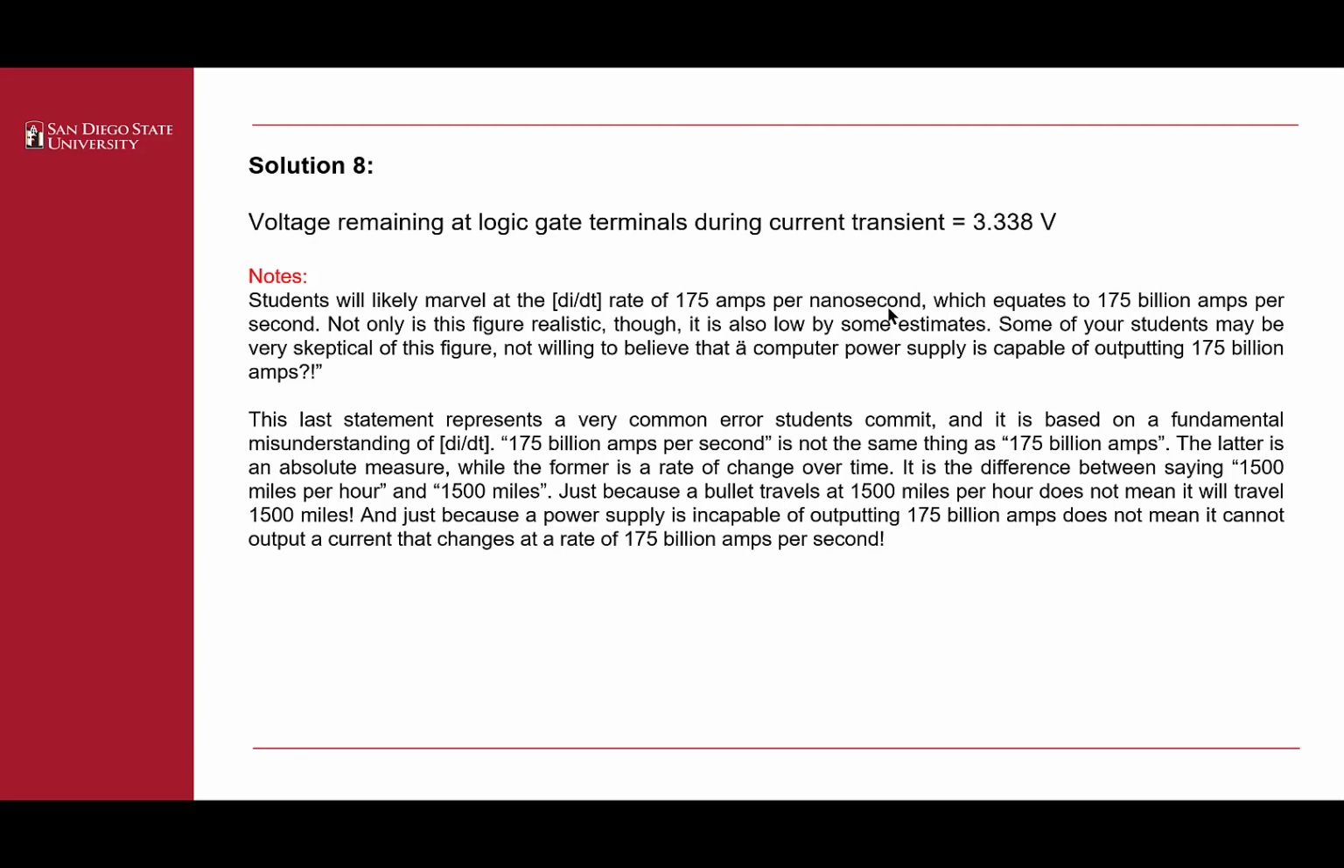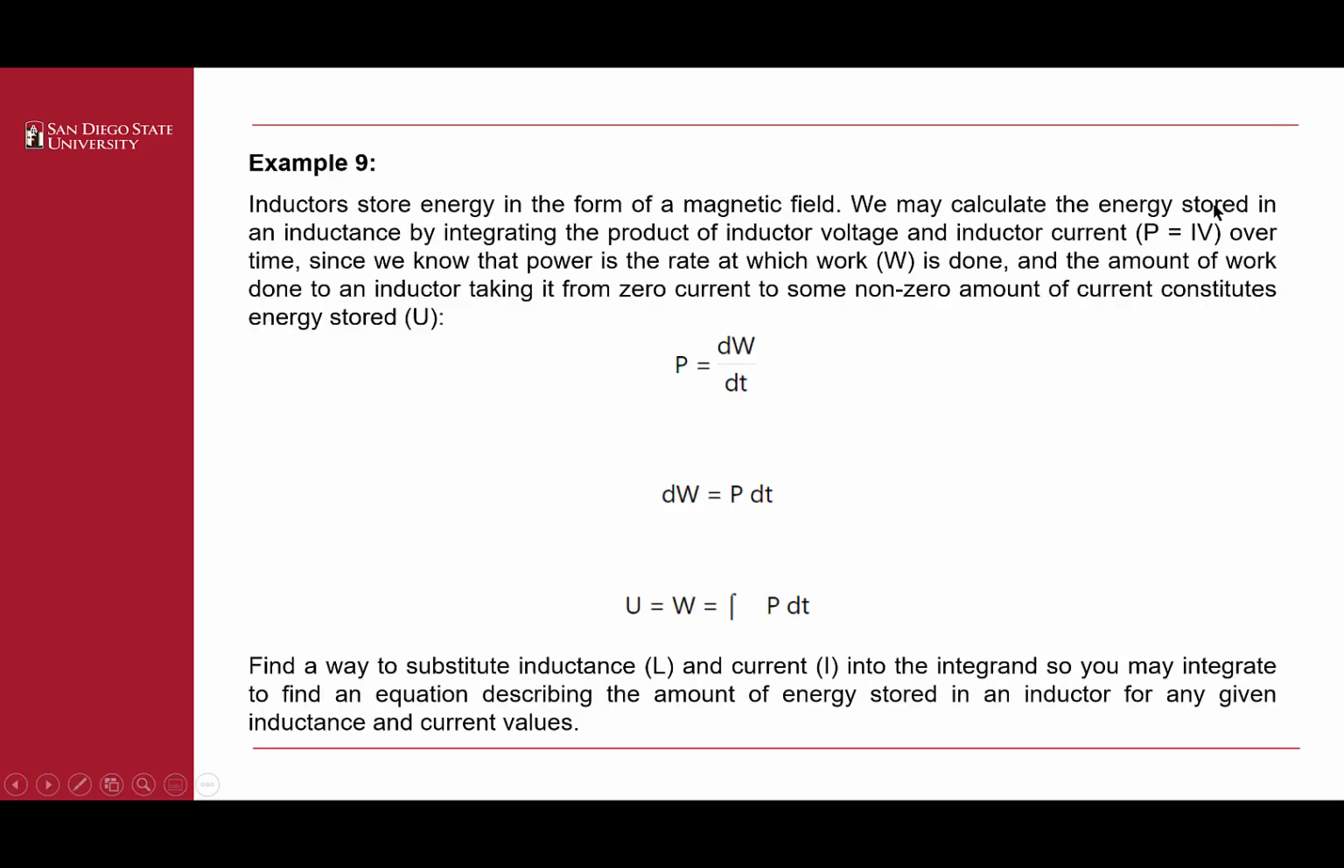And just because a power supply is incapable of outputting 175 billion amps does not mean it cannot output a current that changes at a rate of 175 billion amps per second. So the amount of the change could be very small, but the speed of this change can be very, very high. And this example tells exactly the situation. So the voltage may travel from 0 to 3 volts, but this change could be very fast. This is the point. Let's move to another example.